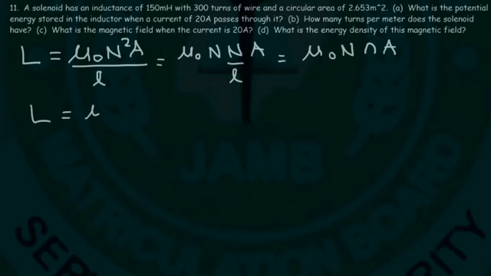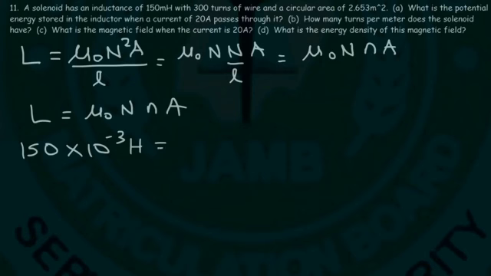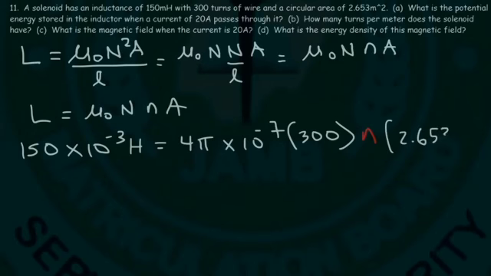So L is equal to mu 0 times capital N times lowercase n times the area. The inductance is 150 times 10 to the minus 3 henries. The permeability of free space, that's 4 pi times 10 to the minus 7, that's mu 0. Capital N represents the number of turns. There's a total of 300 turns in this inductor, or solenoid. The lowercase n is what we're looking for. And the area is given to us. The area is 2.653 square meters.